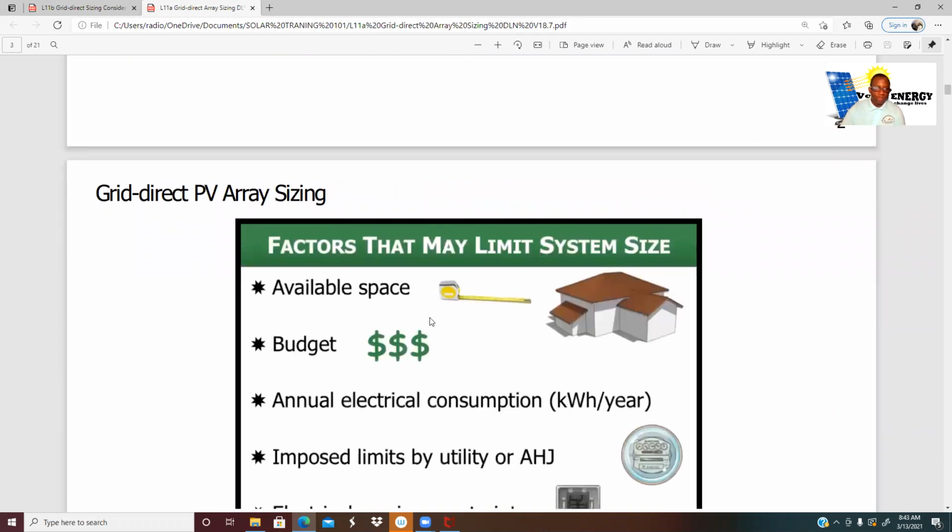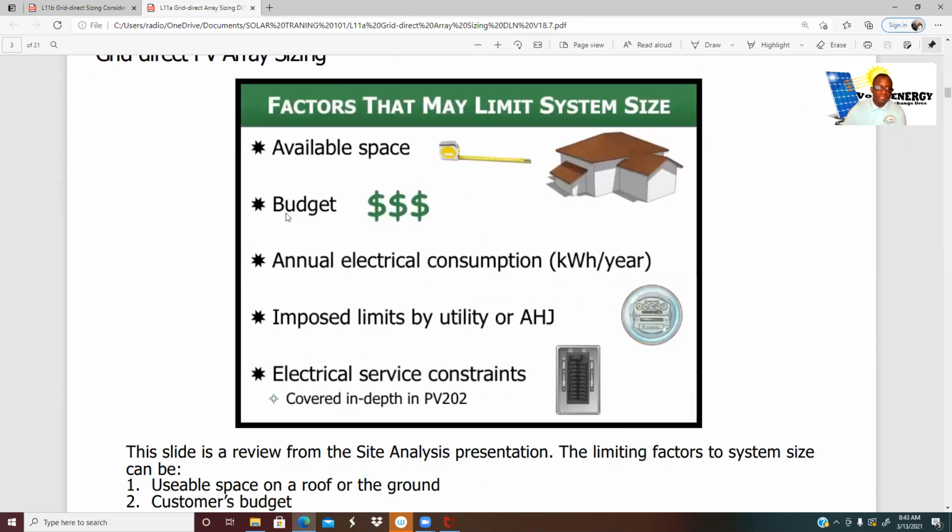So we went further: we did system sizing according to annual electricity consumption, and then system sizing according to roof space, available space. So we did system sizing based on available space and based on annual electricity consumption. Today I'm going to run over system sizing based on budget.